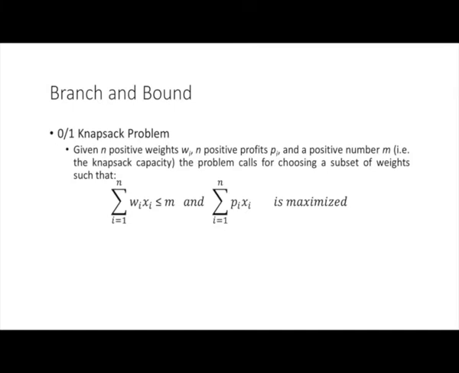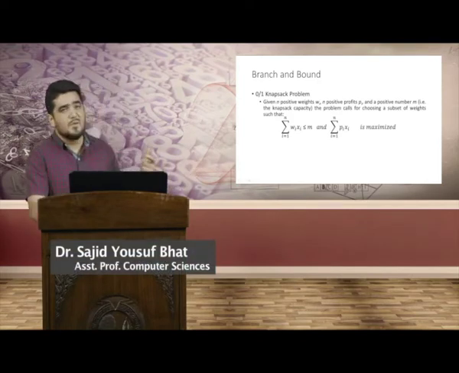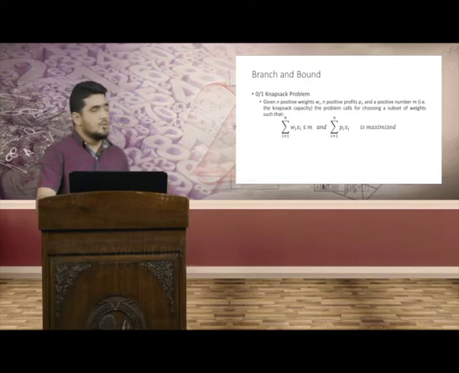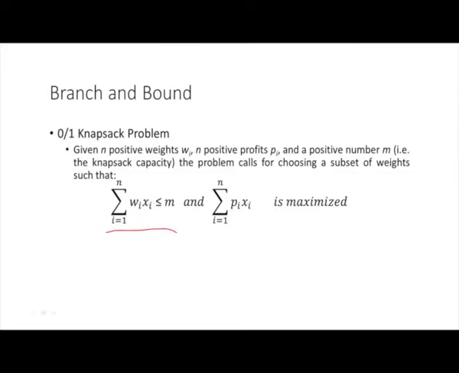Let me simply remind you that this is the 0-1 knapsack problem. We are given n positive profits associated with n weights, and a positive number m, which is the size of the knapsack. The problem calls for choosing a subset of items such that the total weight of the items that we choose from our set is less than or equal to m, which is the knapsack size, and the profit is maximized. This is the total profit that we get from selecting the xi's. So this is a maximization problem.